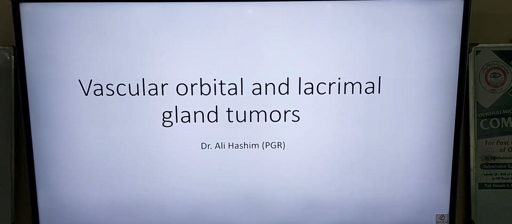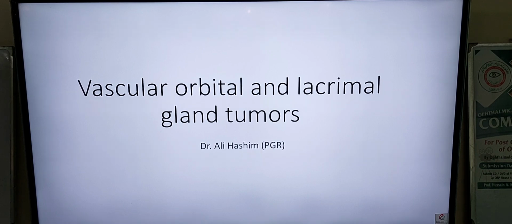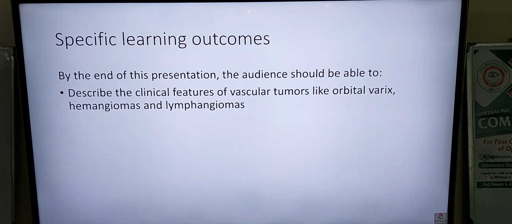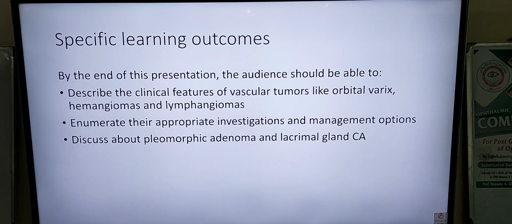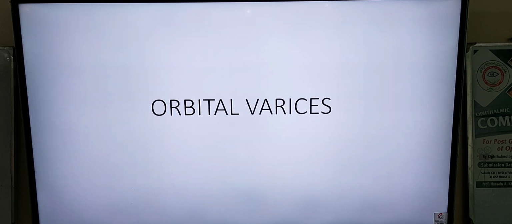Our topic for today is vascular orbital and lacrimal gland tumors. We'll be discussing the clinical features of vascular benign tumors like orbital varix, hemangiomas, and lymphangiomas, their appropriate investigation and management options, and then we'll discuss some lacrimal gland tumors. First, we'll come to the orbital varices.